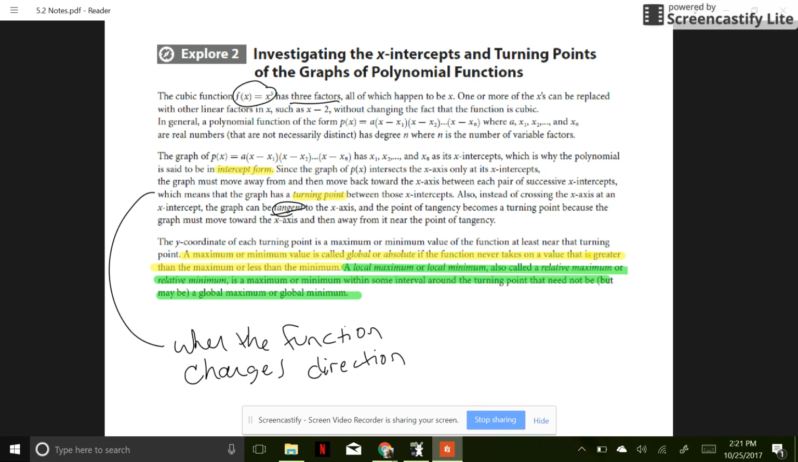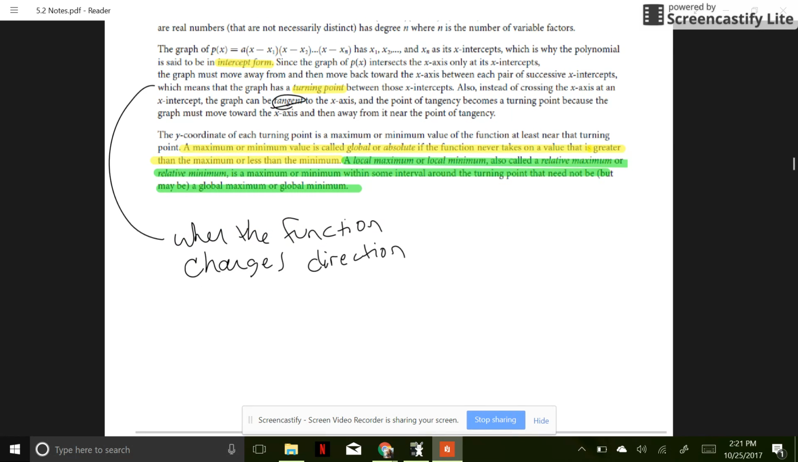The y-coordinate of each turning point is either going to be a maximum or a minimum of that function. A maximum or minimum is called global or absolute if the function never takes a value greater than that maximum or less than that minimum. Whereas a local maximum or local minimum, also called a relative maximum or relative minimum, is a maximum or minimum within some interval around the turning point, and doesn't have to be the absolute or global maximum or minimum. So maxes and mins are essentially the hills and the valleys you'll see in your graph.